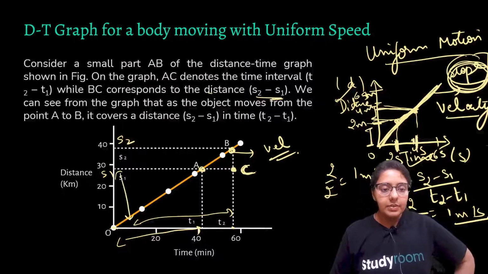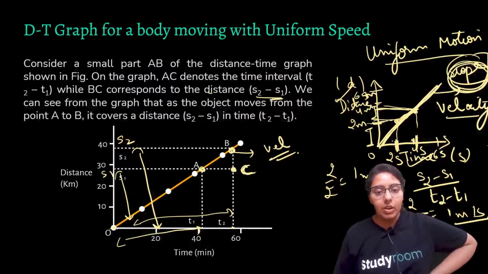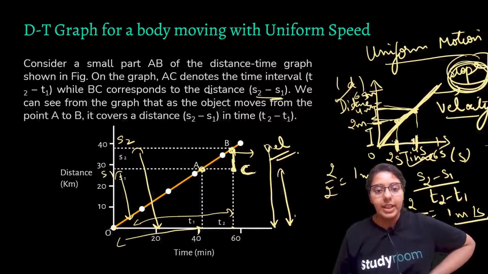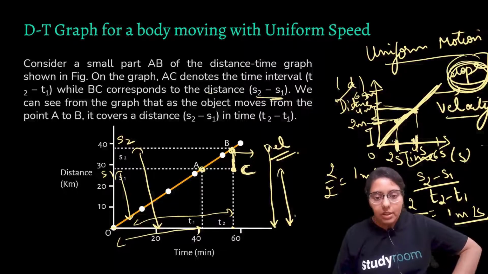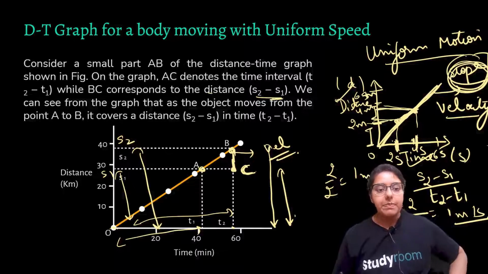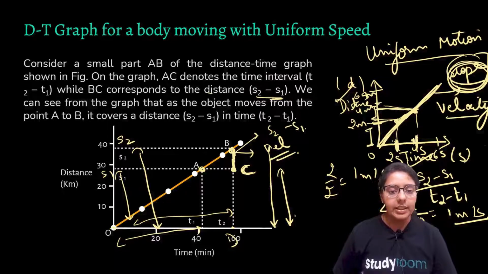Distance S1, distance S2. If we have to calculate what distance is covered between S1 and S2, of course, this middle one, that is your S2 minus S1. This is the distance covered between S1 and S2, BC. That is your BD minus CD, if we take this as D point. So this is how we take out BC as the difference in the 2 points, that is your S2 minus S1. And similarly, we take the time.